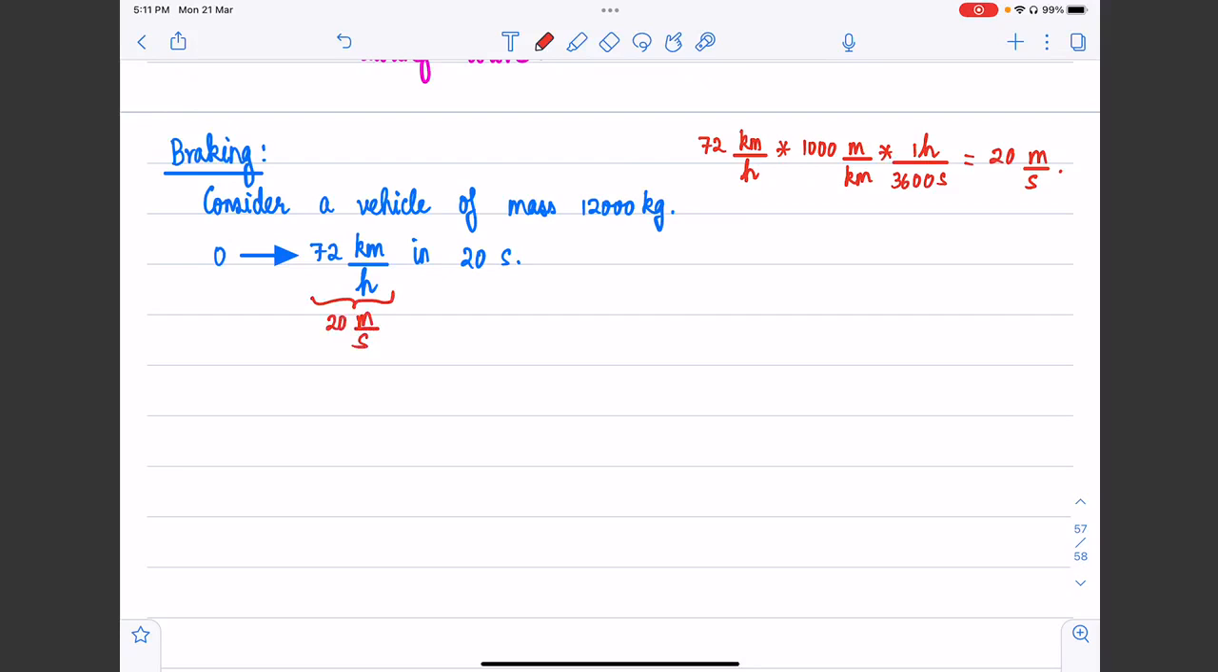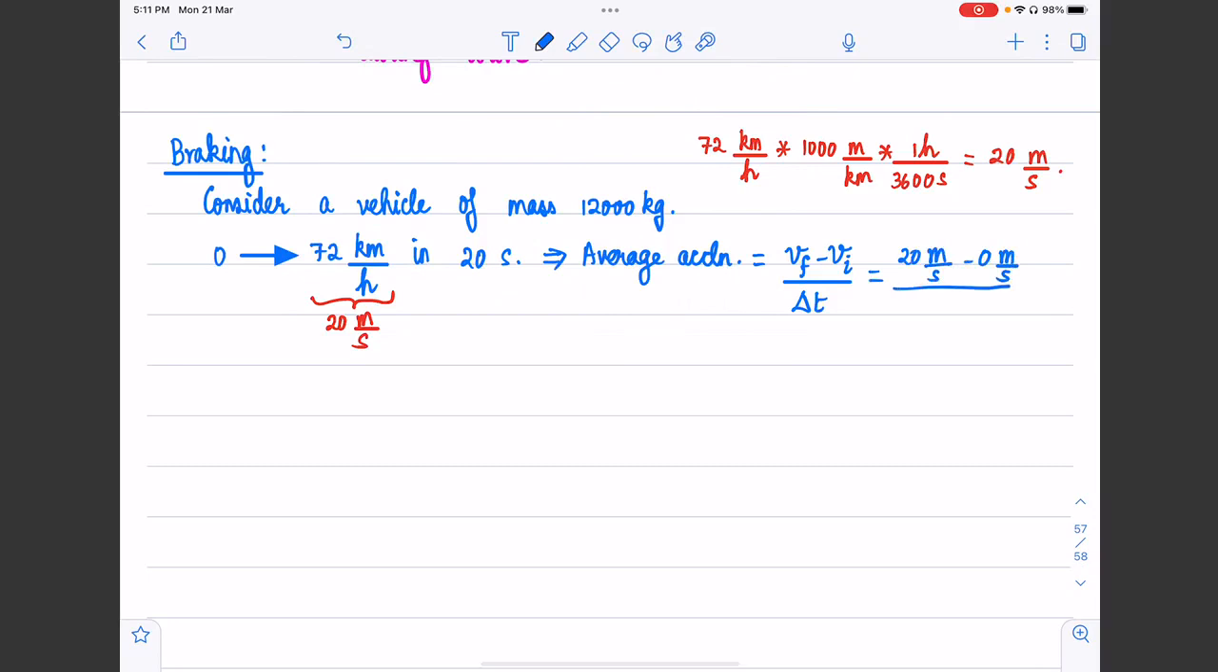So if we want to go from 0 to 72 kilometers per hour in 20 seconds, we can immediately figure out the average acceleration needed. I can write it as the final speed minus the initial speed divided by the time interval between these two speeds. So we can write 20 meters per second minus 0 meters per second divided by 20 seconds. We can immediately see that this is of the order of 1 meter per second squared. So this is the average acceleration that we are dealing with.